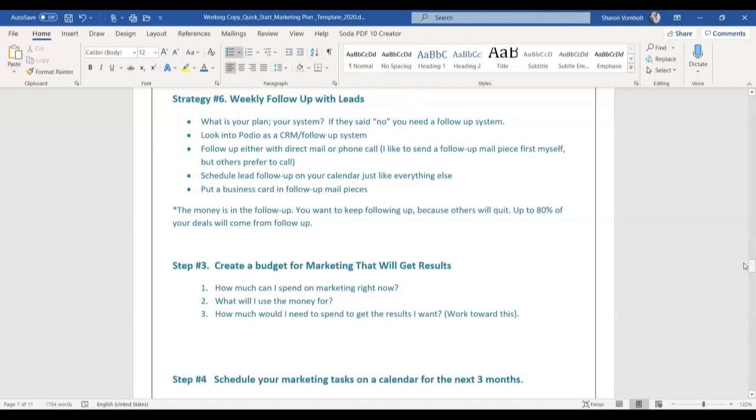But schedule your lead follow-up just like you schedule anything else. You can put that on your calendar. You can actually put this on your Google Calendar with reminders so that you get sent reminders of when it's time to follow up with someone. And when you're following up with someone, even if you've done previous direct mail to them, always put a business card in your follow-up mail pieces. If you made someone an offer and they threw it in the garbage, they just didn't like your offer, they probably threw your business card away too. So when you follow up with them, send them a business card.